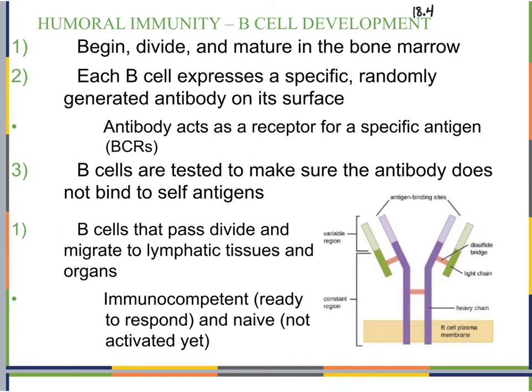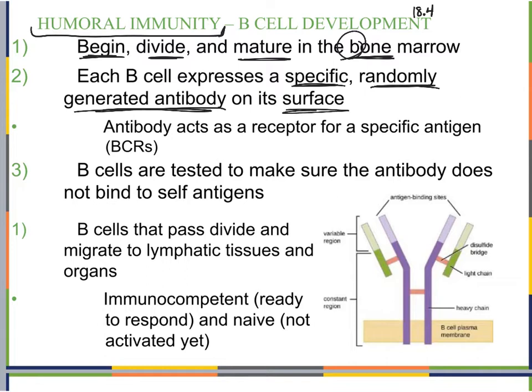Remember that the B cells are part of the humoral immunity, meaning that they float around in the humors, in the fluids of the body. Remember that they begin, divide, and mature in the bone marrow. That's why they are B cells, because they start out, divide, and mature in the bone marrow. Each B cell expresses a specific, randomly generated antibody on its surface.